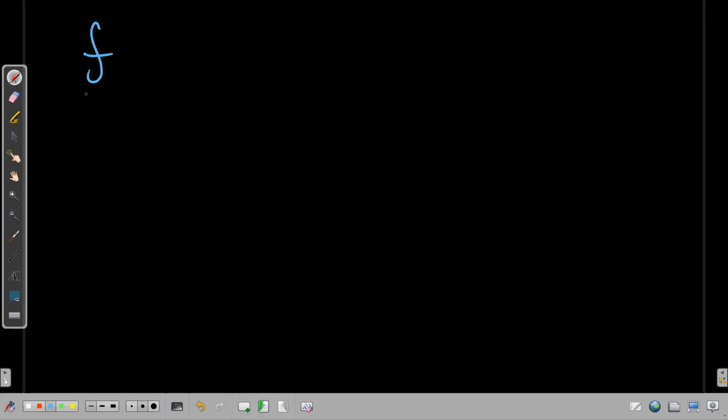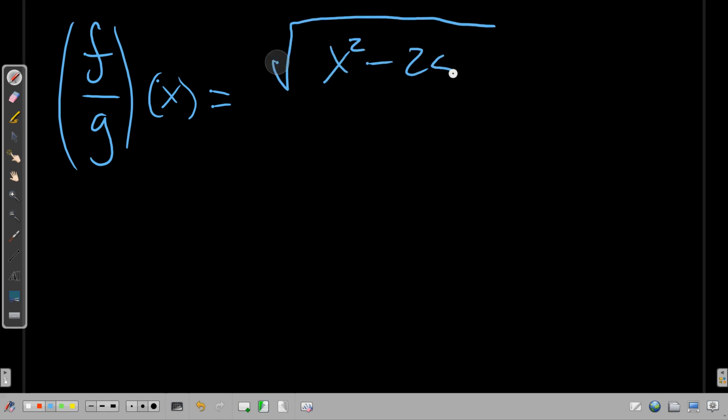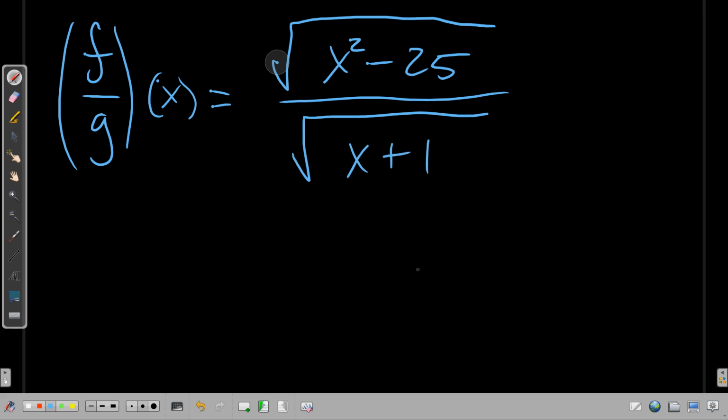Then they want to talk about f over g. F over g, okay, it's a function of x. It would be the square root of something over the square root of something, so it's just going to be one big square root. Actually, it's going to be more convenient for me to think about it as 2 different roots. So square root of x squared minus 25 over square root of x plus 1.